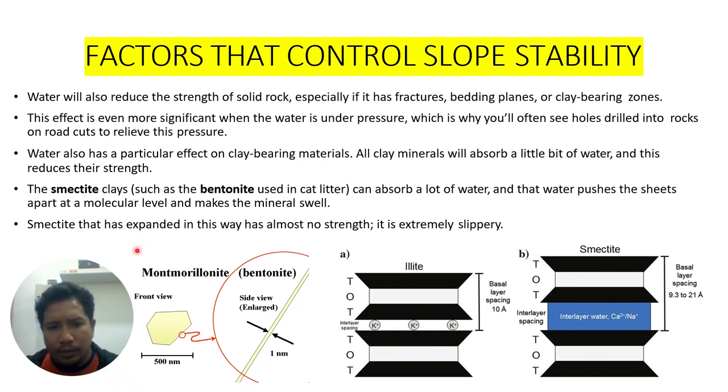Clay minerals are particularly susceptible to the effect of water. All clay minerals will absorb water. That is a common characteristic of clay minerals. They always absorb water, which can reduce their strength. However, smectite clay can absorb a lot of water, and this can cause the sheets of the mineral to separate at a molecular level. The expansion of the clay mineral can make it extremely slippery, and it can also reduce its strength to almost nothing.